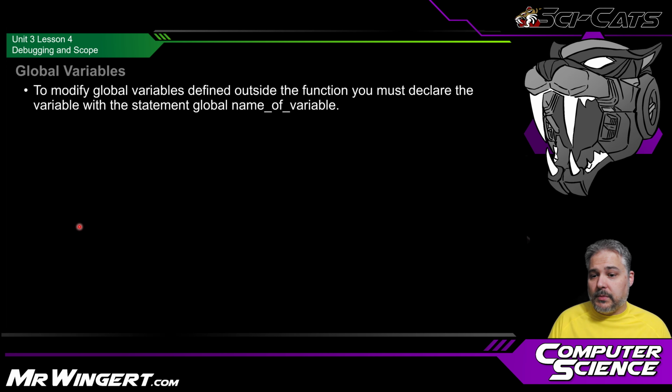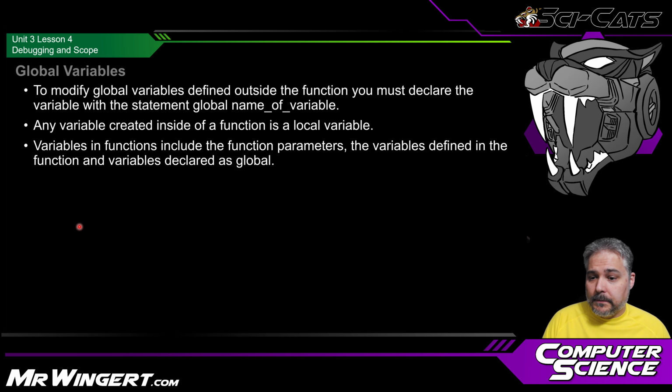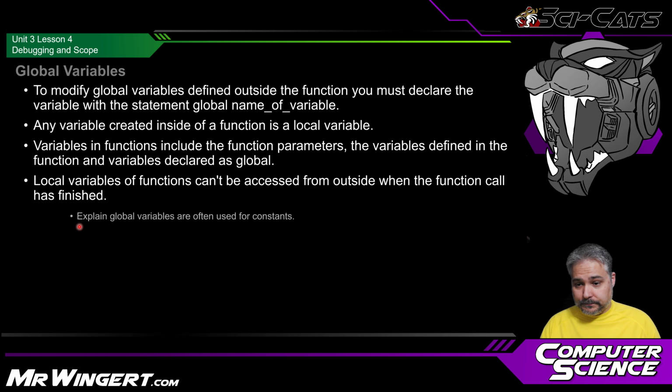So, global variables. To modify a global variable defined outside of the function, you must declare the variable with the statement global, followed by the name of the variable. Any variable created inside a function is a local variable. Local variables include the function parameters. Local variables of a function can't be accessed from outside of the function.